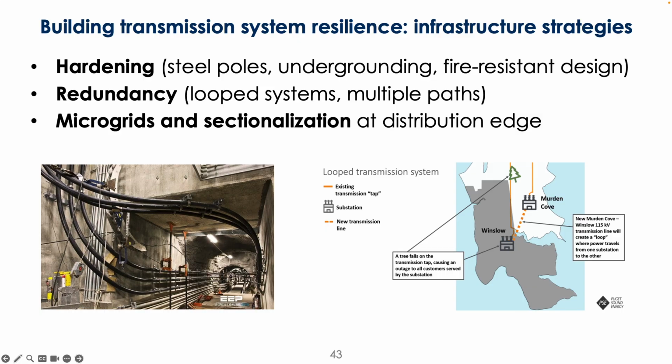And then microgrids and sectionalization. We'll have a bit about microgrids later on, but this is at your distribution edge, when you're at your substation going from transmission to your distribution level. The microgrid, or the way that you divide the topology, can actually make it so that when you have certain types of outages or down lines, you'll still be able to operate essentially.